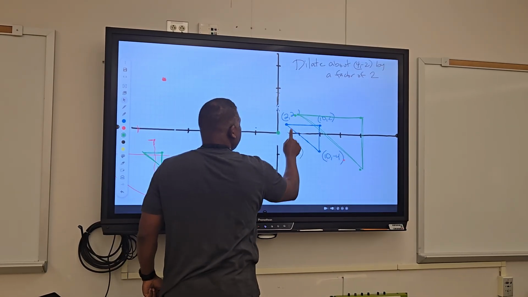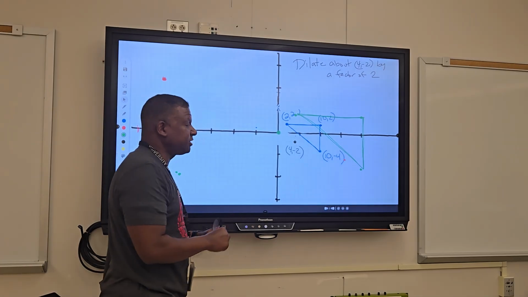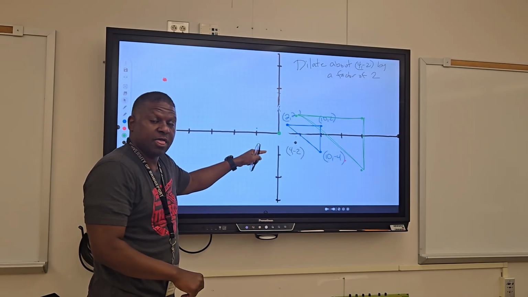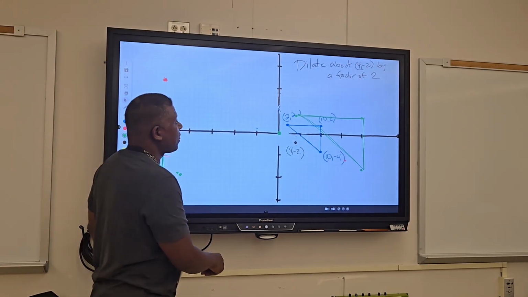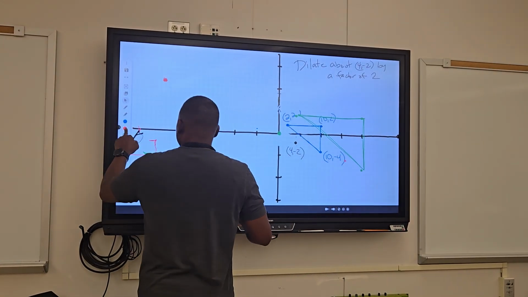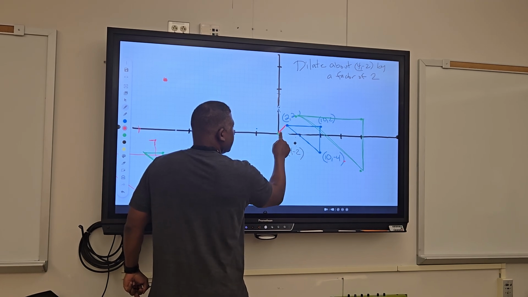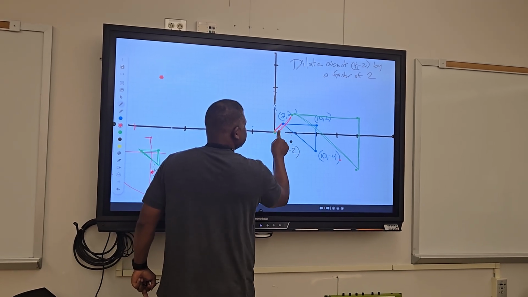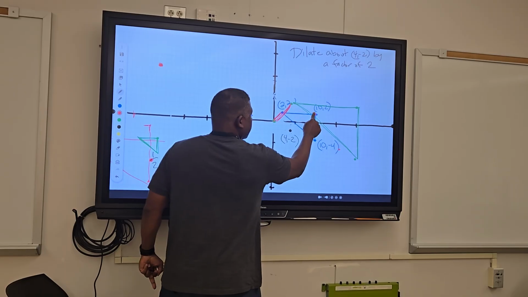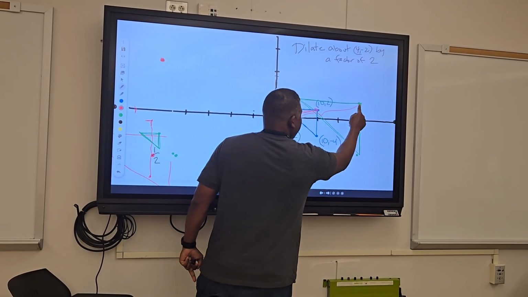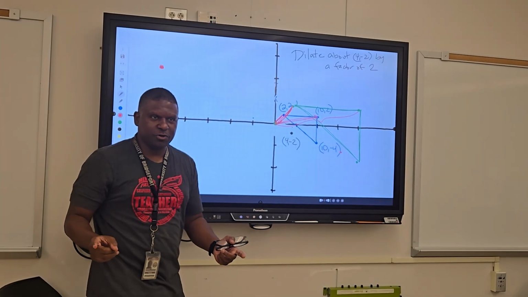Now what I want you to notice is that all my distances from that dilation point, or dilation center, are going to be doubled because of the dilation factor. So let's take a look. This distance right here is going to double to that distance over there. This point is this distance, and it's going to get doubled to that distance. So far, so good?